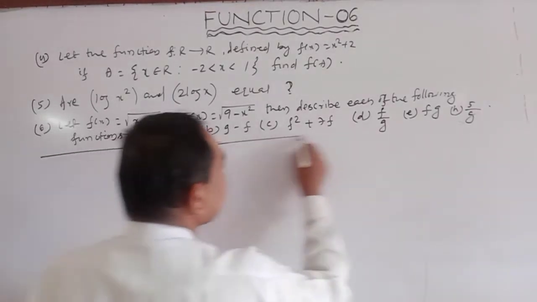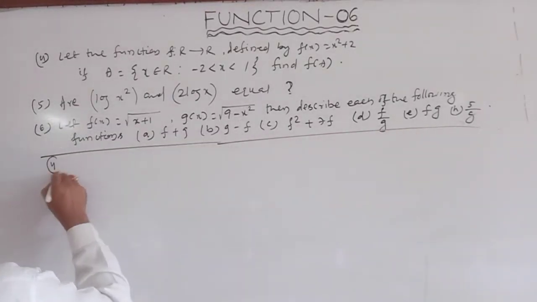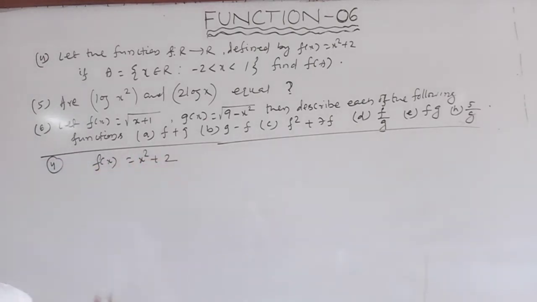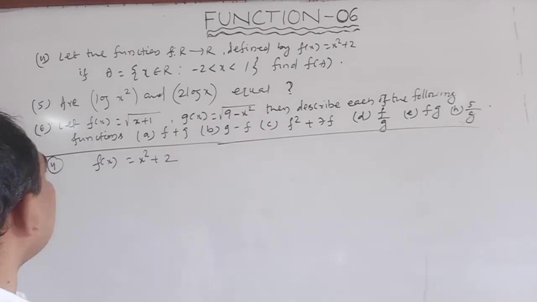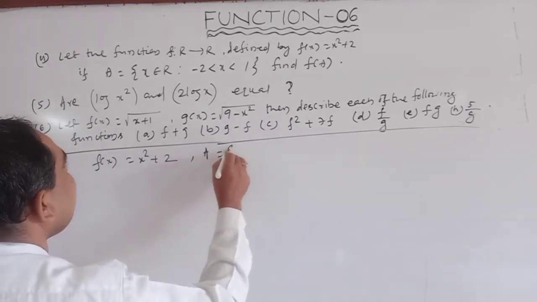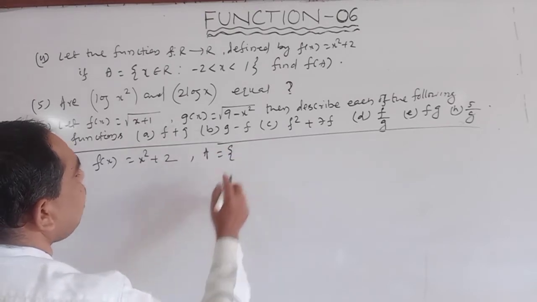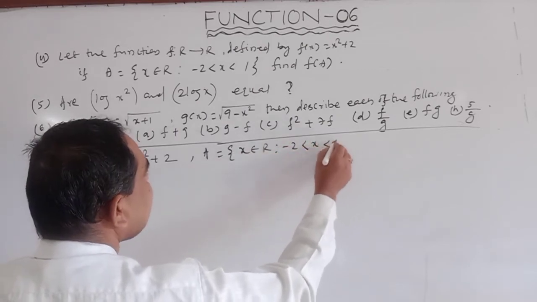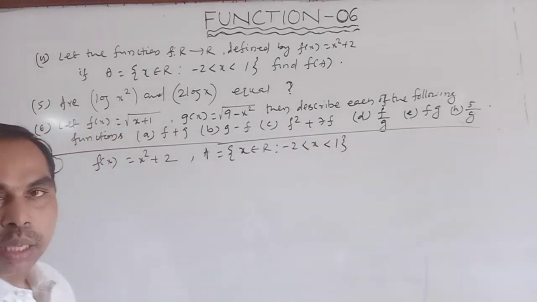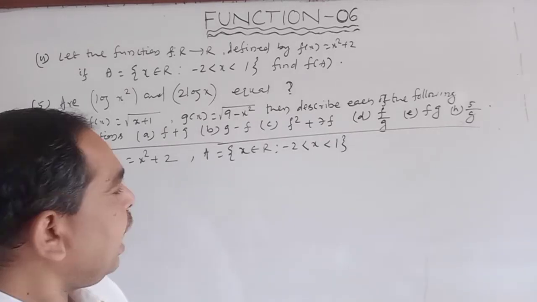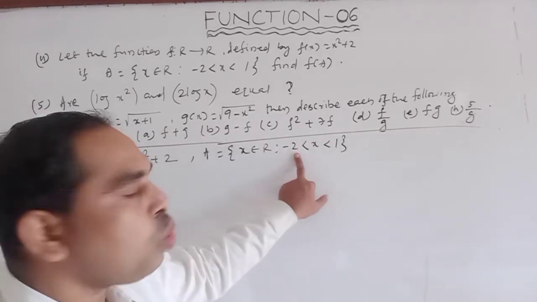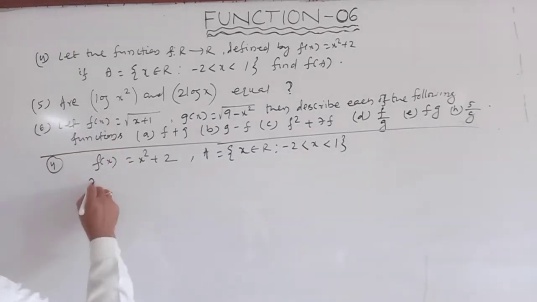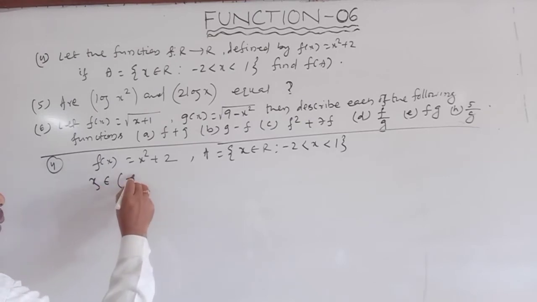First, question 4. Given f of x is equal to x square plus 2 and the set A is equal to x belongs to R such that minus 2 less than x less than 1. So find f of A. X belongs to the open interval minus 2 to 1.